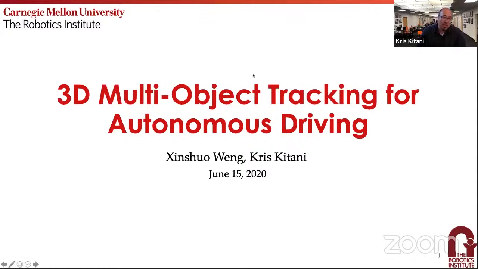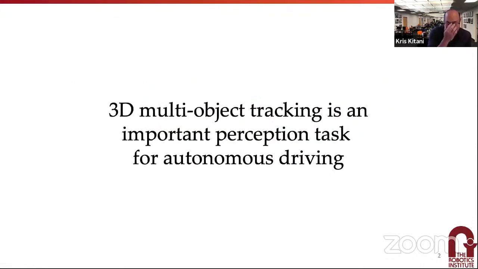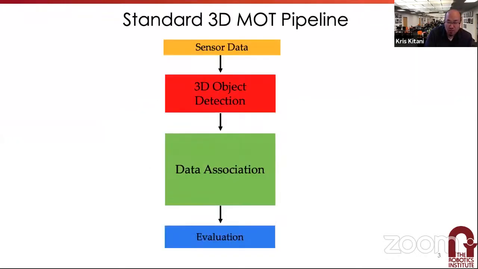So we're talking about 3D multimodal object tracking for autonomous driving. So let's get started. Everybody here at this workshop is, I think, already convinced that 3D multi-object tracking or multi-agent understanding is really important for the task of autonomous driving. So let's do a quick overview of the basic pipeline, which I think most people are already aware of.